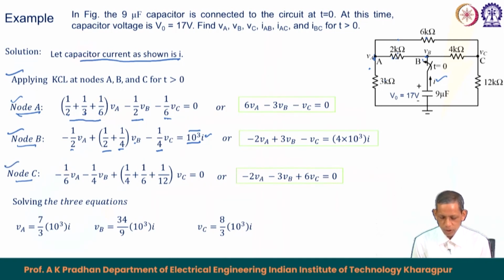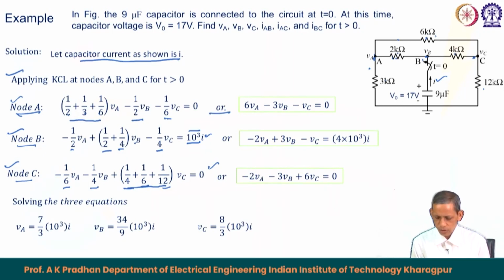The third equation for node C is again as I said: at node C the resistances connected are 12 kilo ohm, 6 kilo ohm and 4 kilo ohm. So, we got this expression for the V C part. With V B it is 4 kilo ohm, and with V A it is 6 kilo ohm, and these are the 3 branches connected to C. So, that equals 0. So, we got the corresponding third equation for node C.